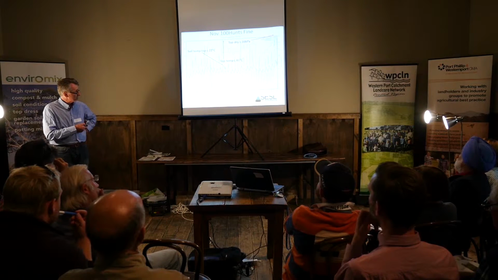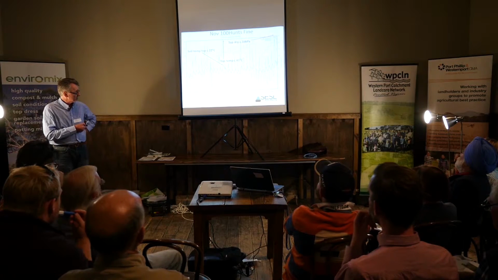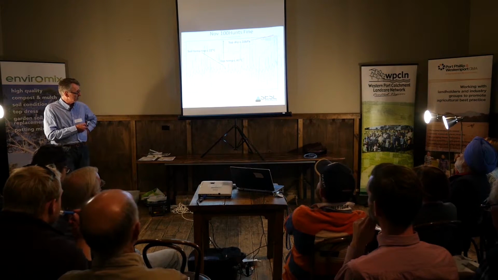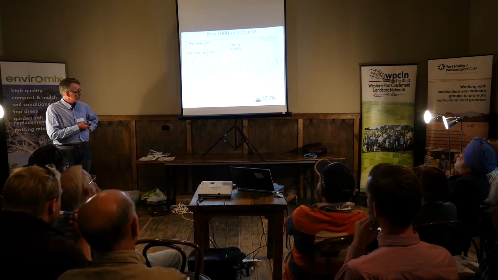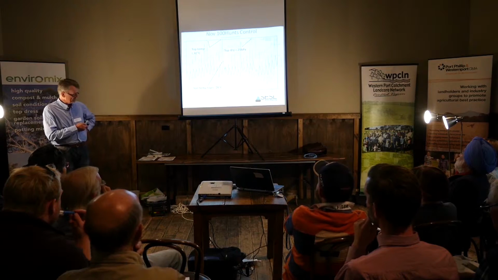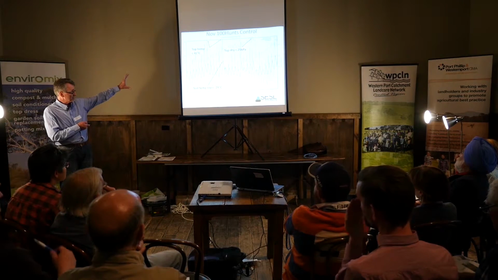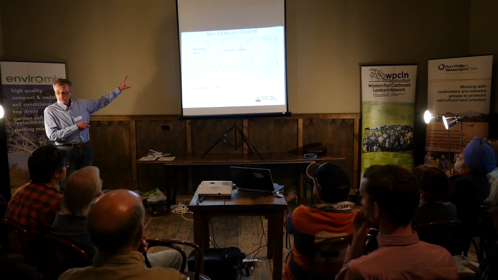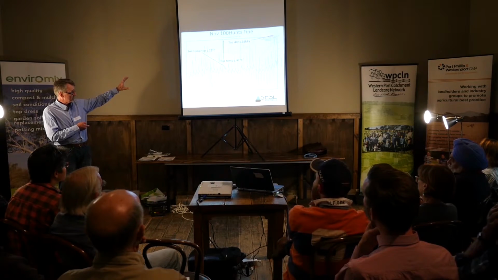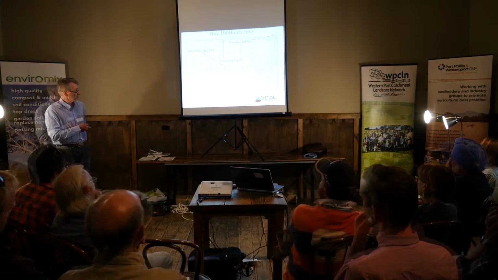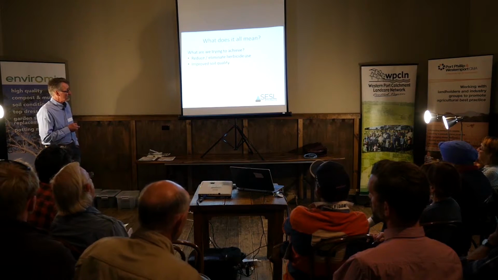And you'll also notice that the temperature variation, the diurnal variation, is smoother than on the control. So if we go back through the three treatments, you'll see that the difference between peak daytime temperature and peak nighttime temperature is getting smaller as we step through the treatments. So what does it all mean? What are we trying to achieve?